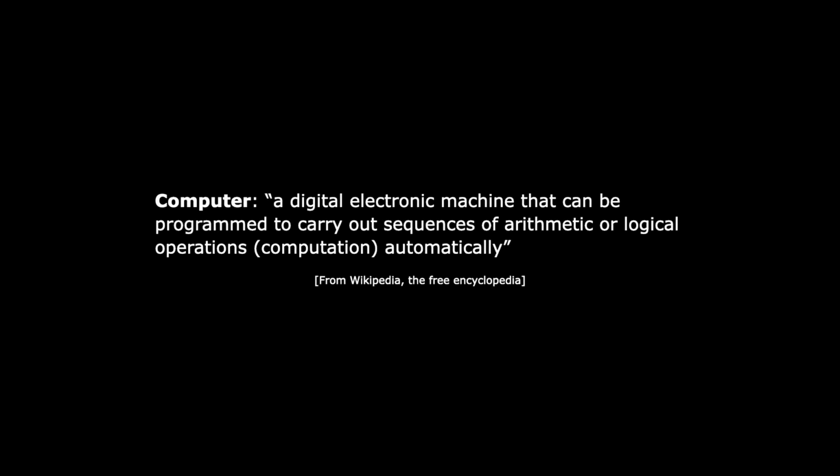According to Wikipedia, a computer is a digital electronic machine that can be programmed to carry out sequences of arithmetic or logical operations automatically. The keywords in this definition are machine, electronic, digital, and programmable. In a generic way, any machine or mechanism that meets these conditions can be called a computer.